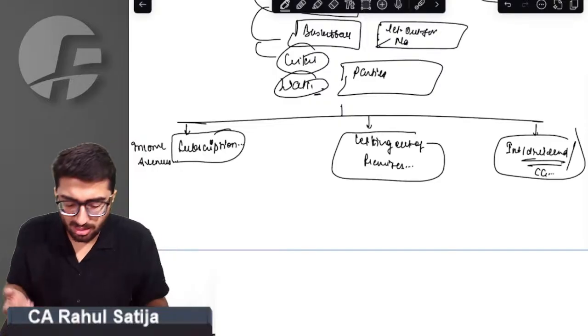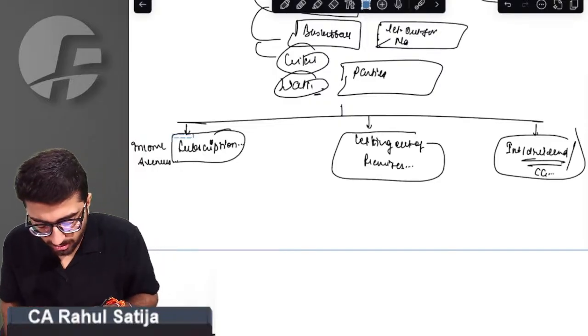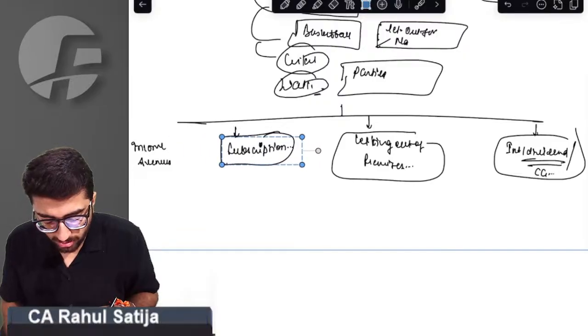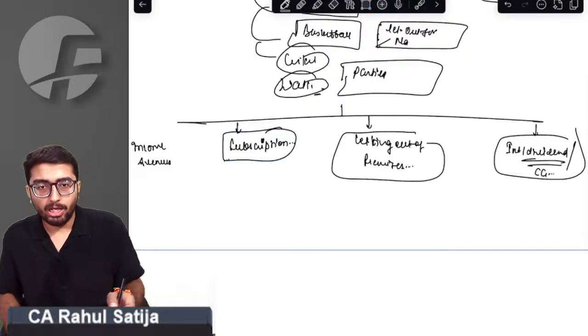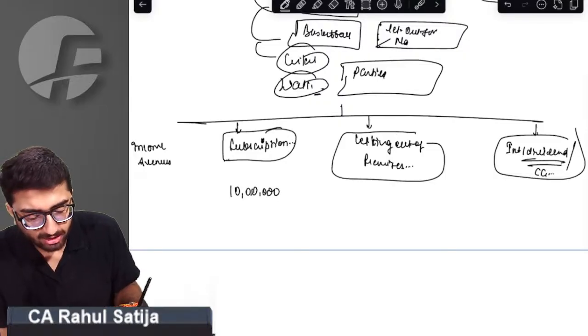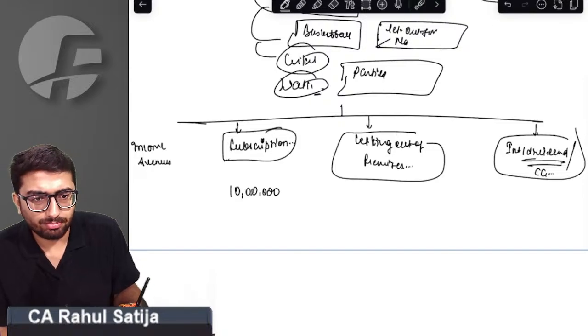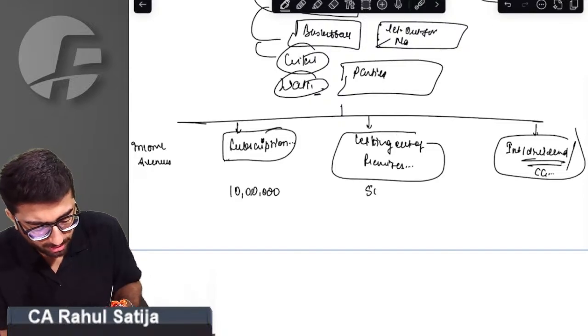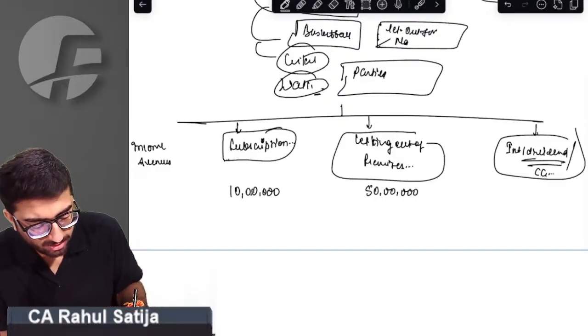Sir, what are the expenses for these clubs? These clubs also incur certain expenditures. For example, subscription received during the year is 10 lakh rupees. Income from letting out the premises is, for example, 50 lakh rupees. Interest and dividend is 10 lakh.